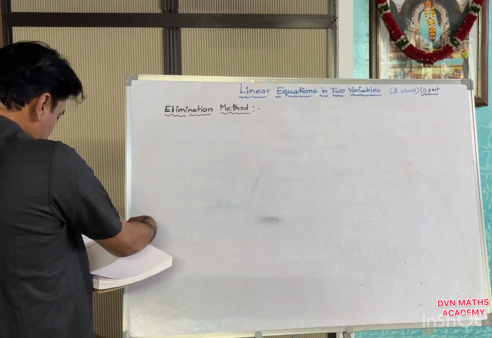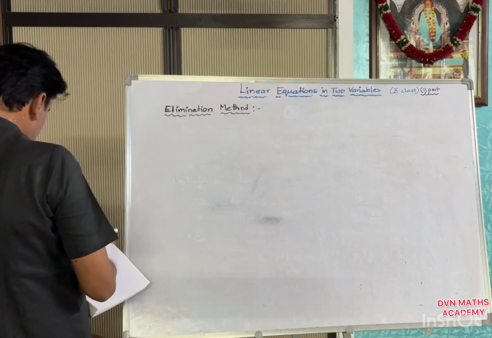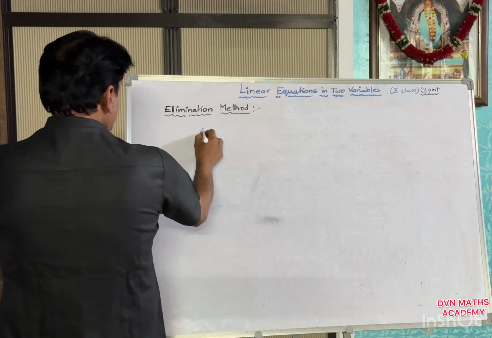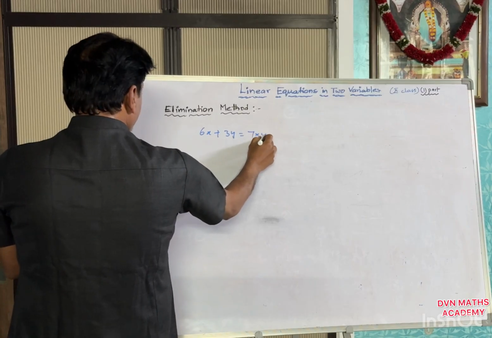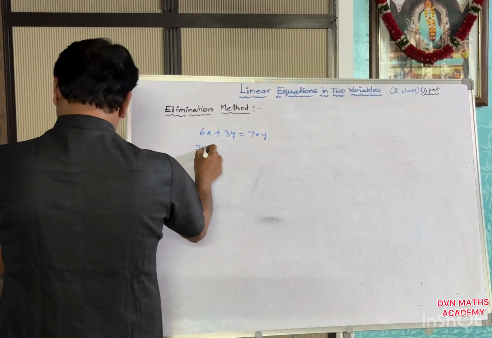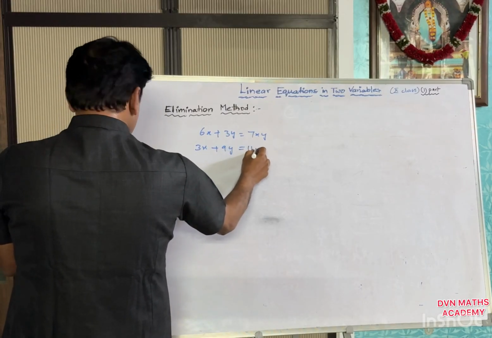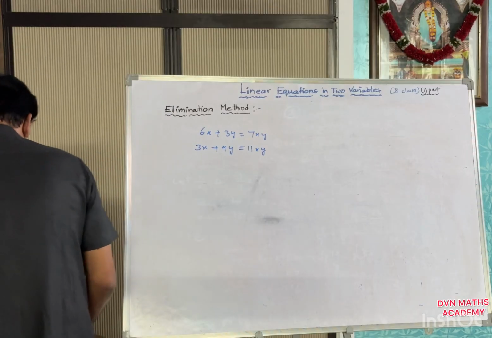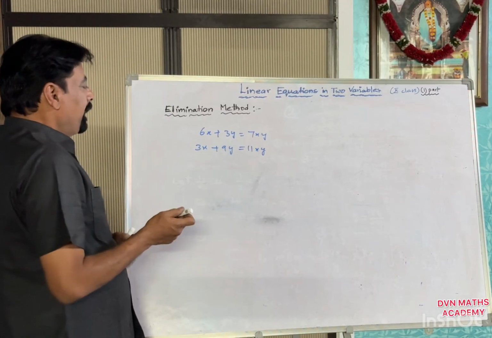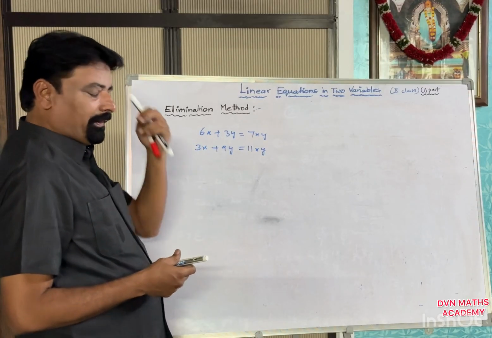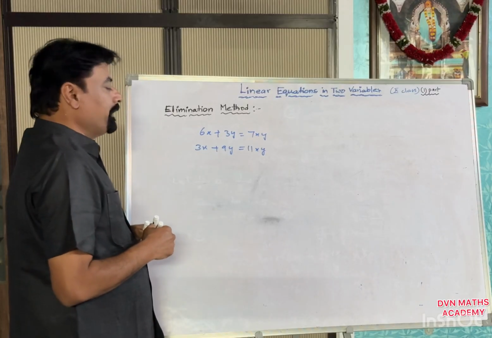Here, my question is 6x plus 3y is equal to 7xy and 3x plus 9y is equal to 11xy. So this is also one of the important pattern questions. If you see the question, you feel somewhat complicated, but if you follow one technique, it is very easy.